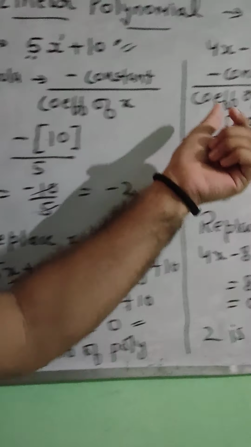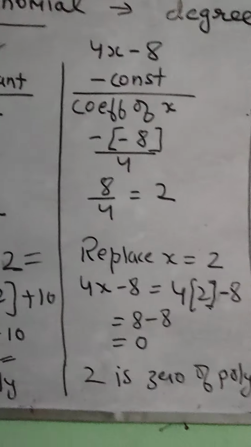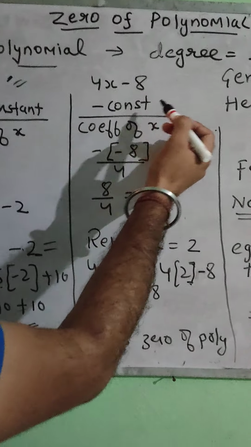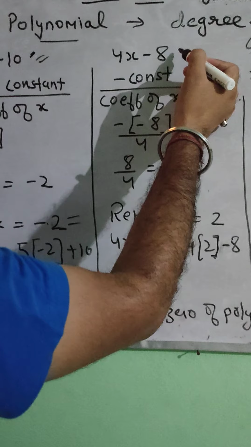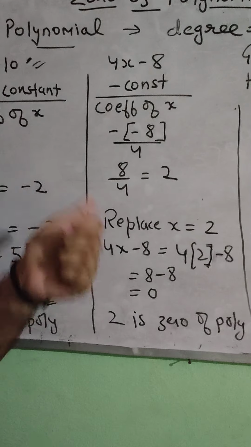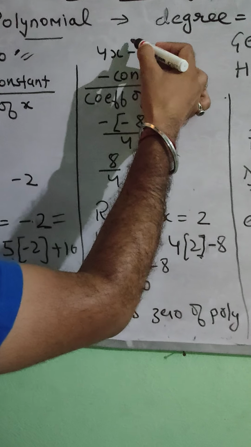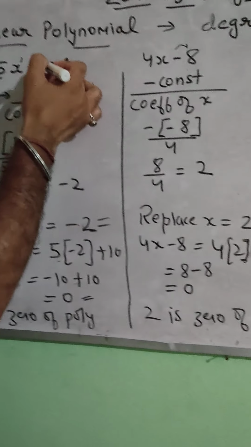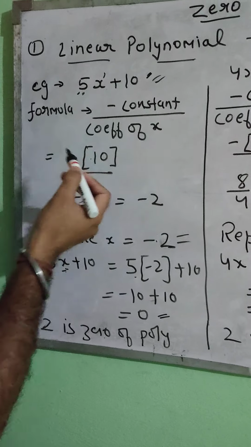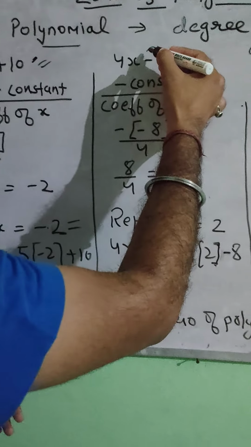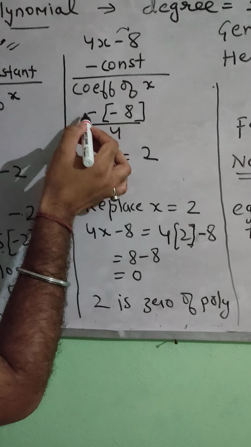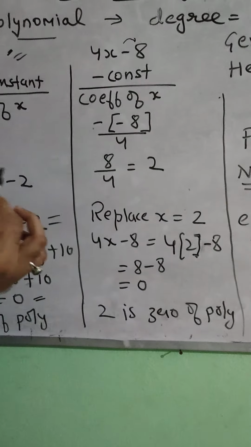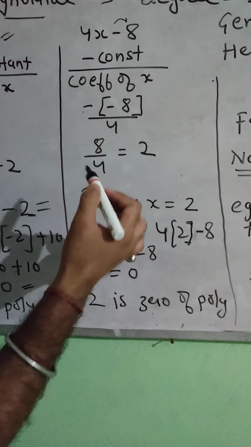Let us take one more example where I have taken the minus sign in between. So here the formula is minus constant again upon coefficient of x. Here the constant term is minus 8, because there is a minus sign before the constant term. In the previous example it was plus 10 and we need not write plus, but whenever a minus comes in between, we need to write minus with that constant term. So the formula is minus will remain the same, then in bracket minus constant term. So the constant term will come with its sign, minus 8.